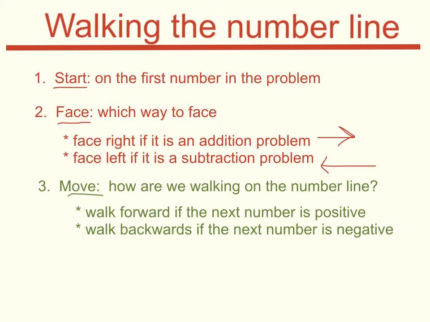Step 3, which way are you going to move on the number line? So when you're standing on the number line, we need to decide which way we're going to walk. And the way you decide that is you're going to walk forward the way you're facing if the next number in the problem is positive. But if the next number is negative, you're going to walk backwards.